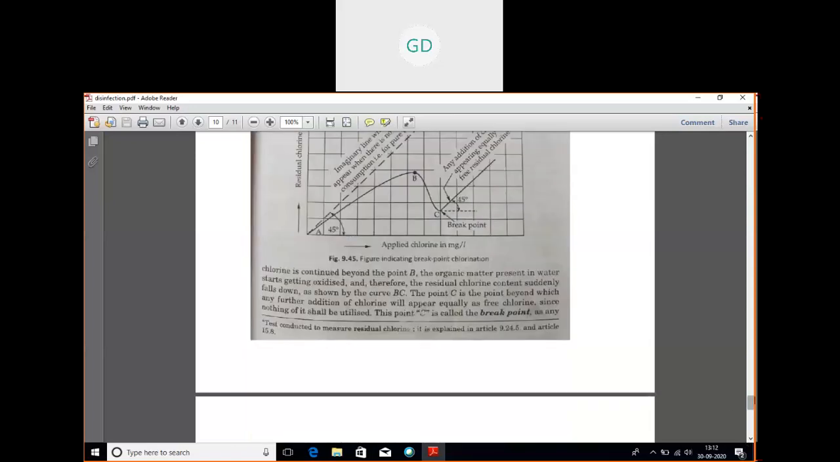So breakpoint chlorination gives you an idea of how much chlorine is being added to the water. It gives you an idea up to what extent your chlorine is added to the water, and whatever dose of chlorine is added, that chlorine will appear as your residual chlorine also.